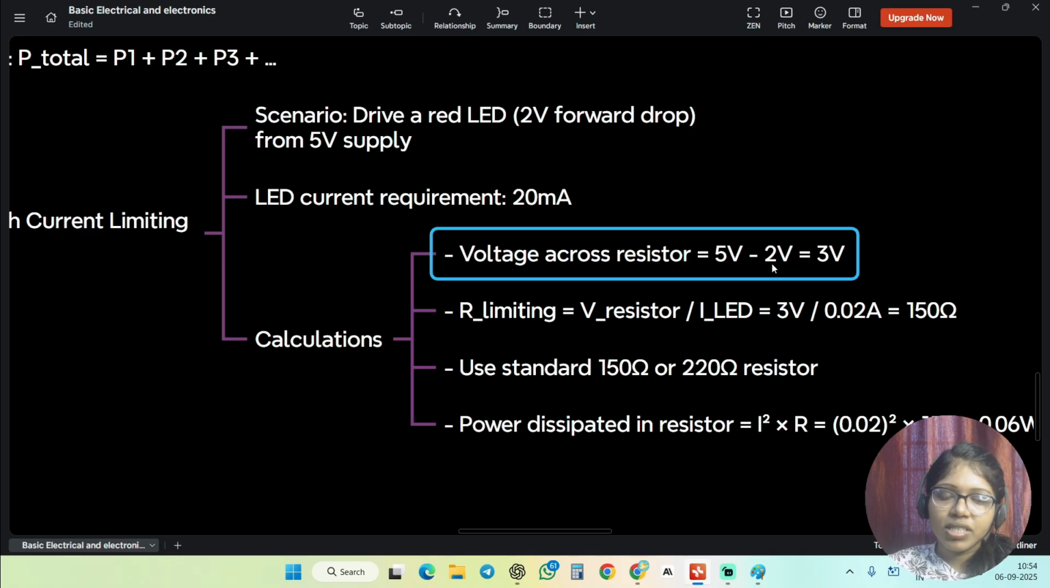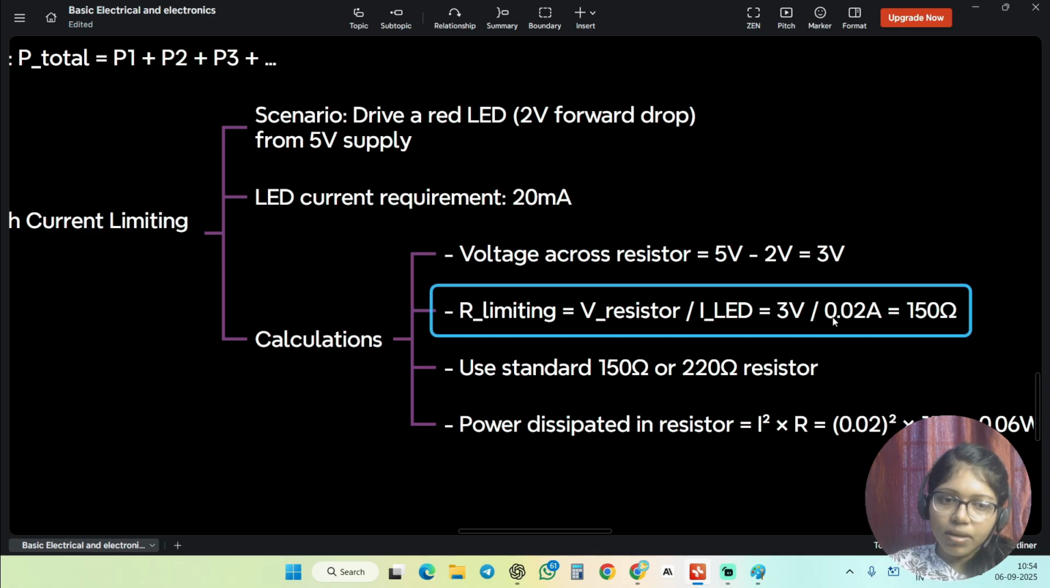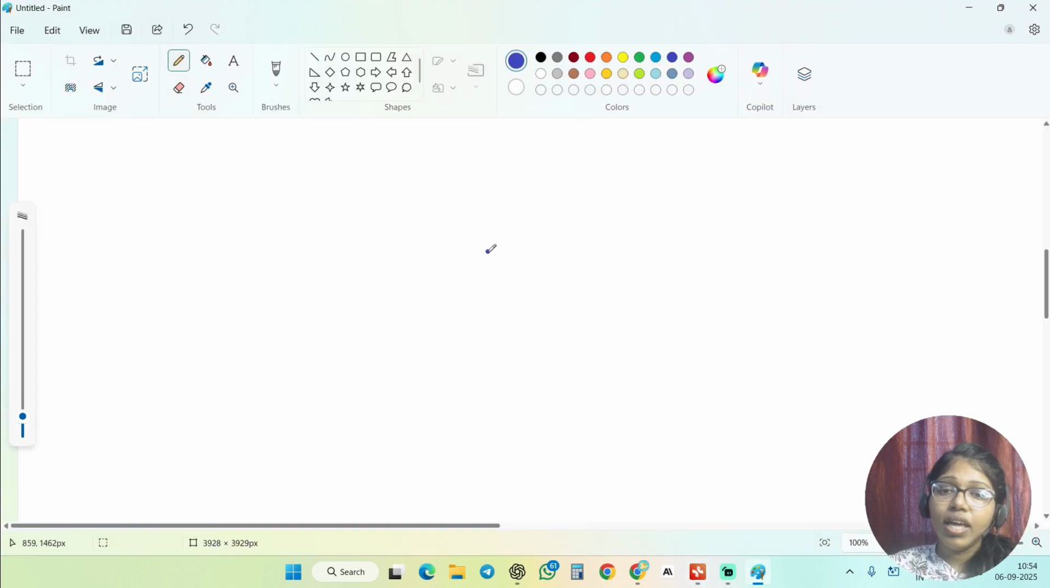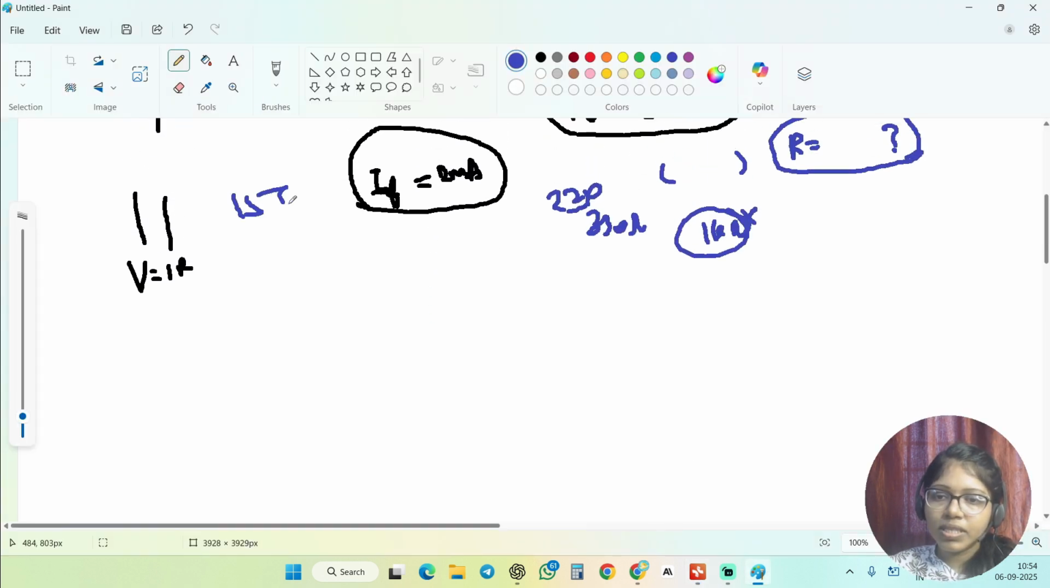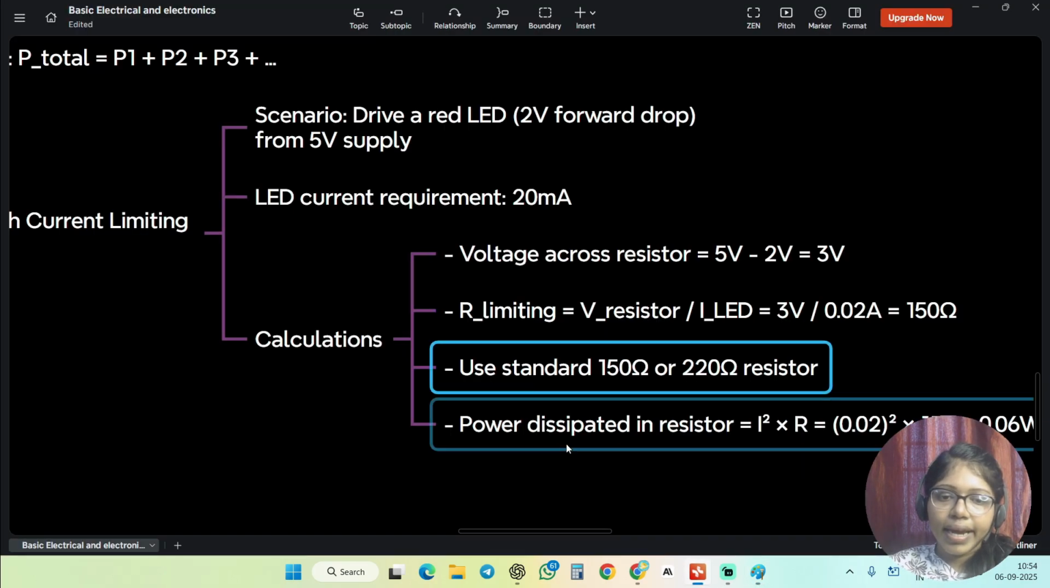For example, if you take 2 volt, 3 volt, and you get a current of 0.02 amp, when you divide, you will get 150 ohm. If you don't have a 150 ohm resistor, you can use 220 or 330 ohm. That is cool, and that's it, guys.